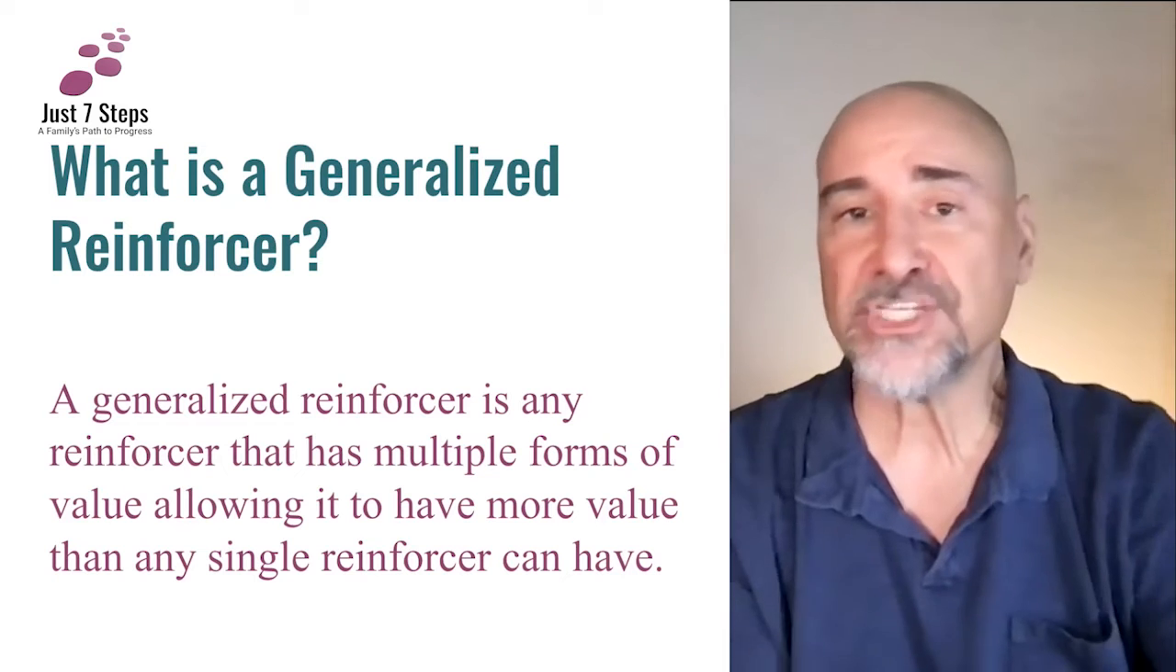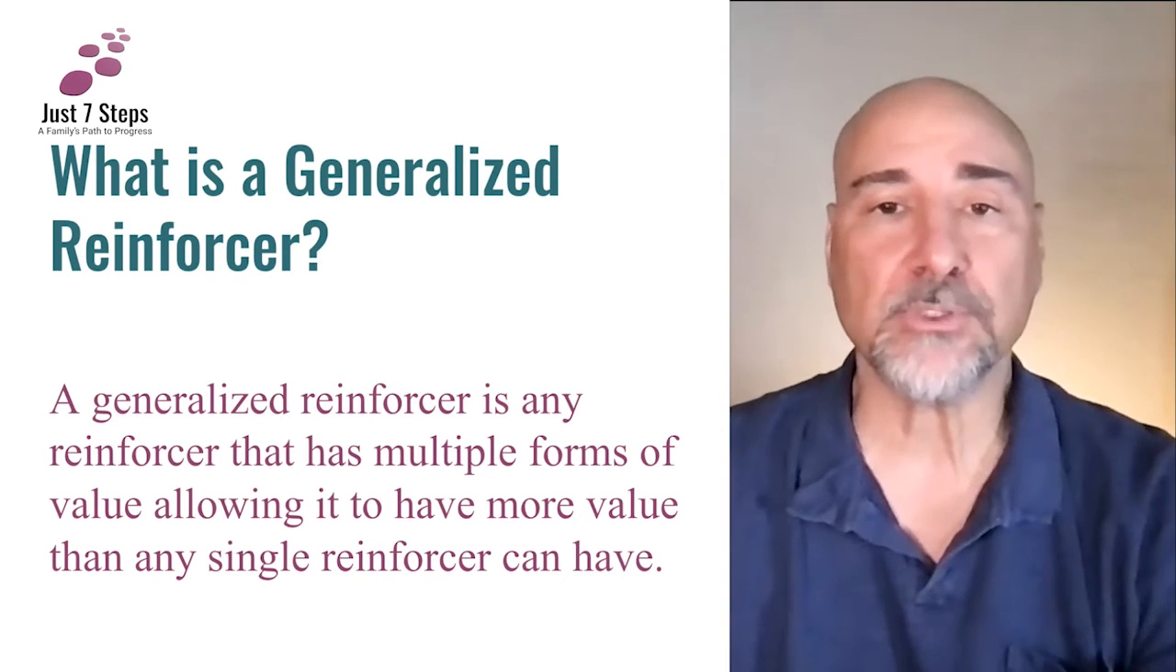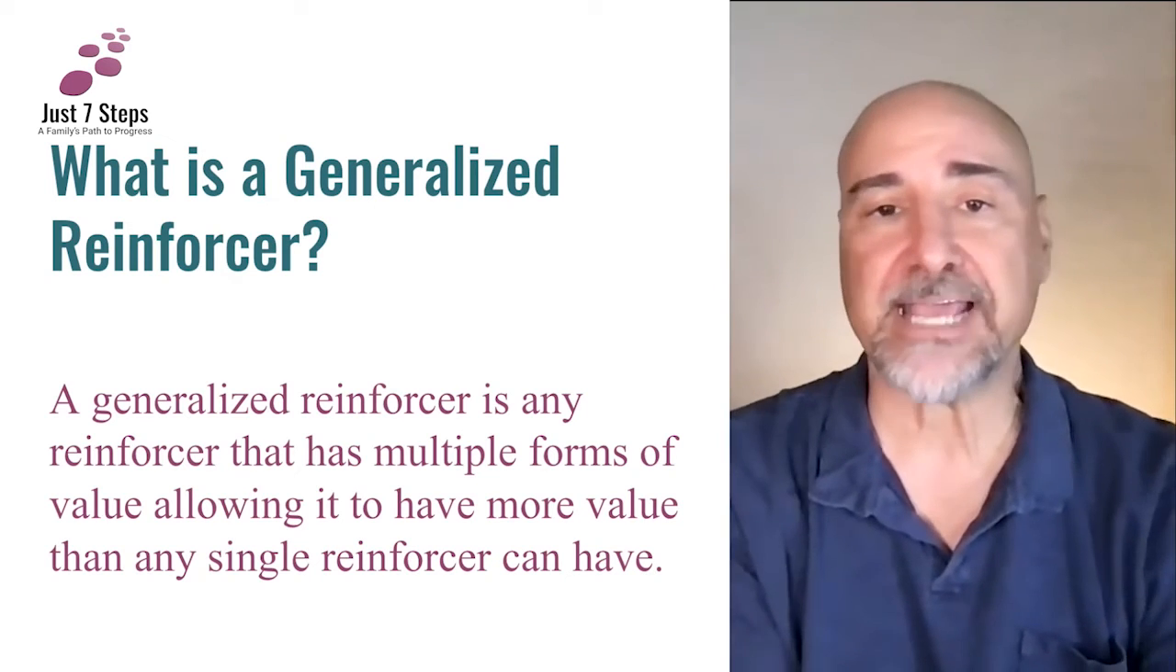The next important consideration in developing a truly motivating token economy is that any plan should be created with the goal of making tokens generalized reinforcers. A generalized reinforcer is any reinforcer that has multiple forms of value, allowing it to have more value than any single reinforcer can have. Money is a great example of this. Money in our society has become far more valuable than the individual things that it can buy because it brings with it the value of choice.